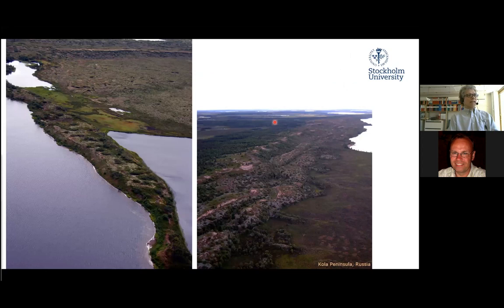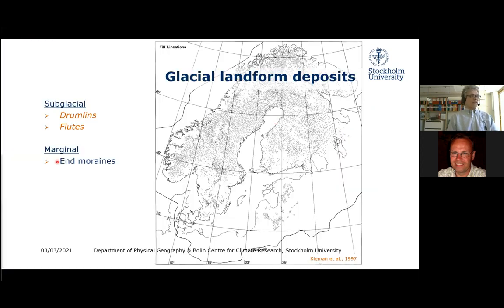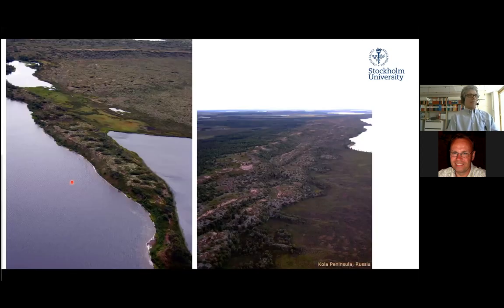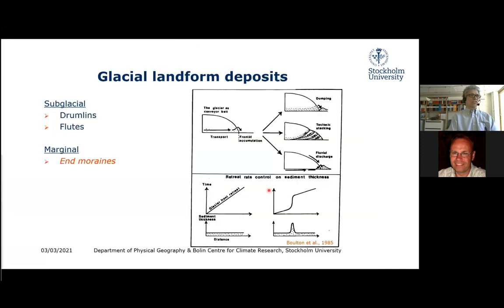Okay, the next landform type, which you see here, are the end moraines. End moraines have all kinds of forms. Here you have two particular examples from the Kola Peninsula. Here's a ridge that wraps around like this and impounds a lake. And here is a similar ridge, but a much broader one, that has several ridges, and again it impounds a lake. So end moraines are ridges in the landscape, and they tell us that the margin of the glacier was right around here. And as it did, it deposited these ridges.